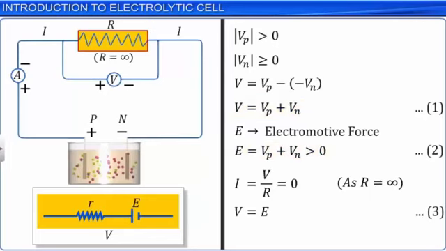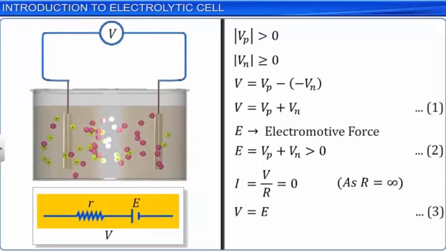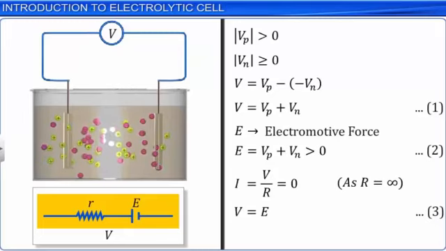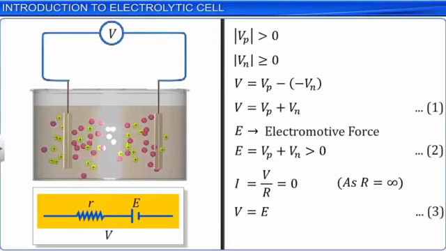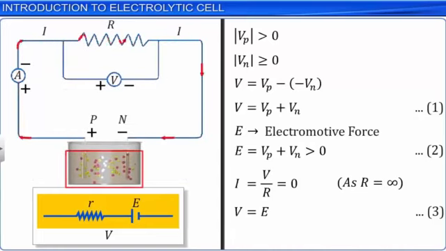From equation 3, we can conclude that EMF, E, is the potential difference between the positive and negative electrodes in an open circuit. That is, when there is no current passing through the cell. Let us now return to the original circuit consisting of a resistor with a finite resistance.